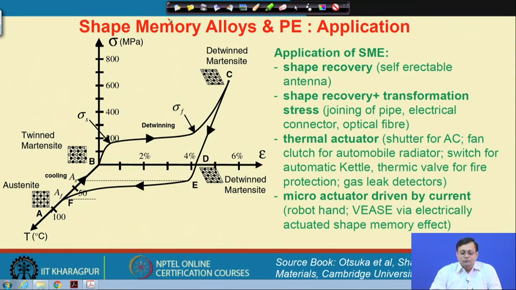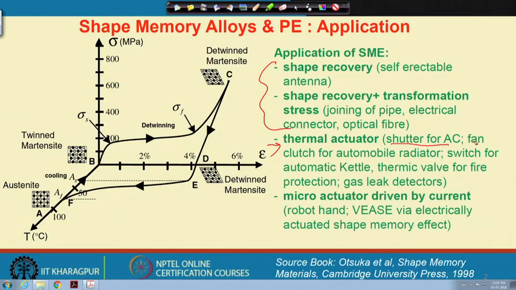Now, let us come to a very different aspect of the application side, which is the thermal actuation system. Let us say I have a room where there is an AC and the AC should be switched off upon reaching a particular temperature. Or maybe the shutter of the AC should be opened and closed for a given temperature range. Here also I can use shape memory alloy as an actuation system.